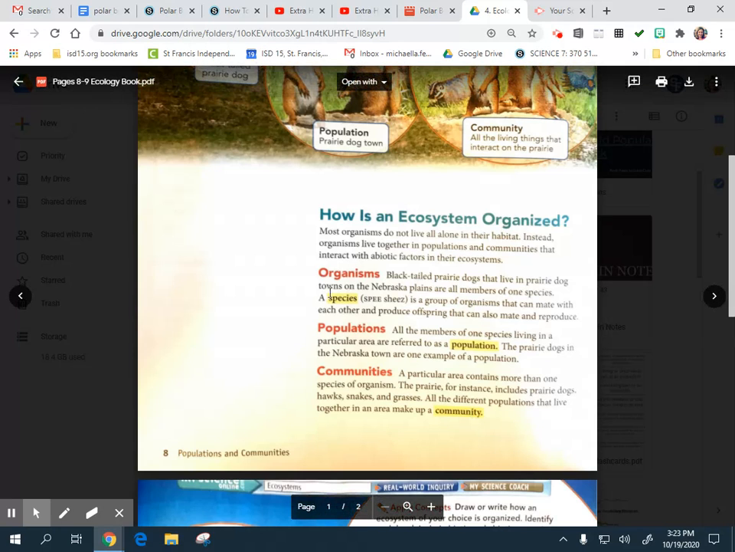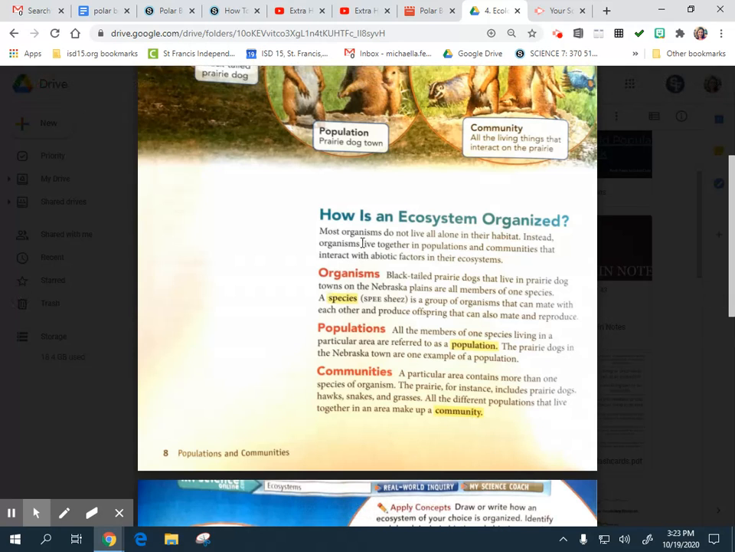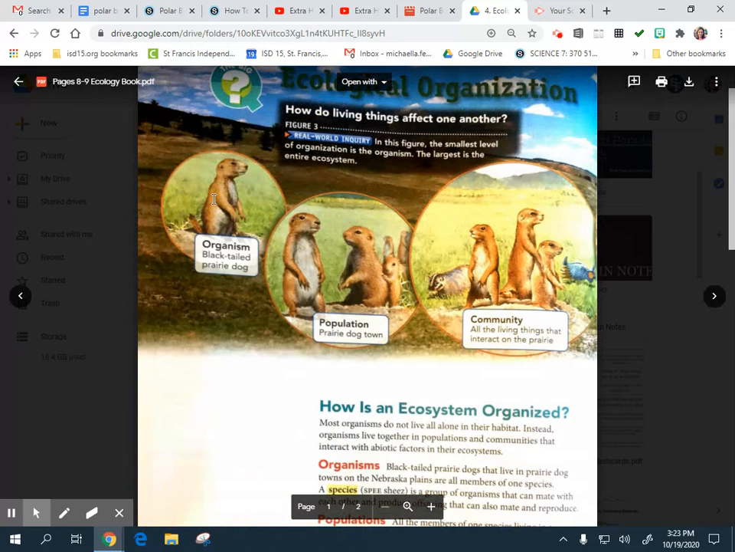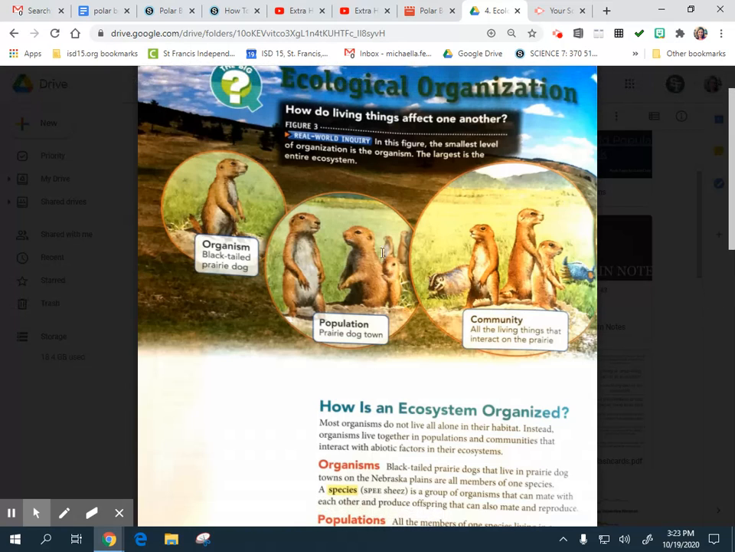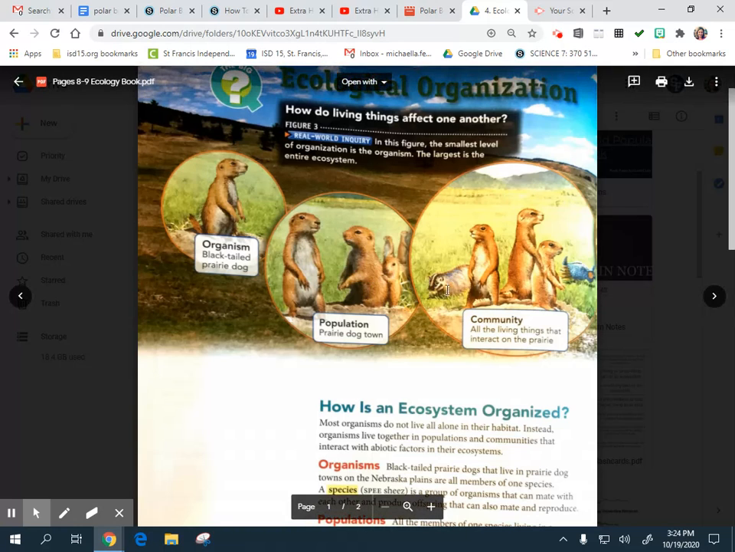So these are actually three definitions that are really important. I'm going to go back up and show you up here on the page. An organism is one prairie dog. A population is a group of the same organism living in the same place at the same time. So you can have a population of prairie dogs on the prairie. You can have a population of prairie dogs in the state of Minnesota. You can have a population of prairie dogs in the United States. So it's how many of the same species are in a given area. And then a community are all of the various populations in an area together.